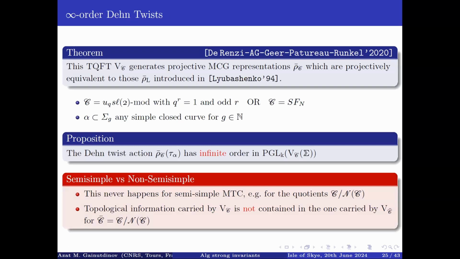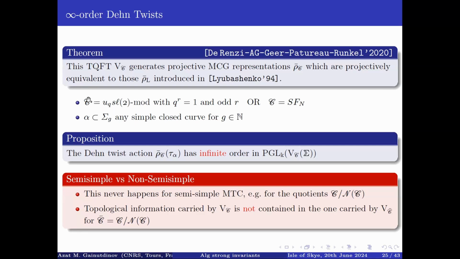Also, one year later, we proved that, because this TQFT contains all mapping cylinders, you can ask what mapping class group representations it generates. We proved that the mapping class group representations this TQFT generates are projectively equivalent to those introduced by Lyubashenko on a formal level in 1994. So they generate something that was known, but now we have a TQFT construction.